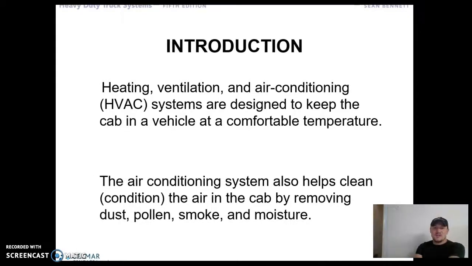The air conditioning system also helps keep the cab clean. It conditions the air, so that means it takes the dust, the pollen, the smoke, and then the moisture all out of the cab as well. And then we're going to talk about temperature. Actually, I think we get into it the next slide. It actually removes the heat from the air. So it takes everything out. It doesn't really put anything in the air, it just takes stuff out.